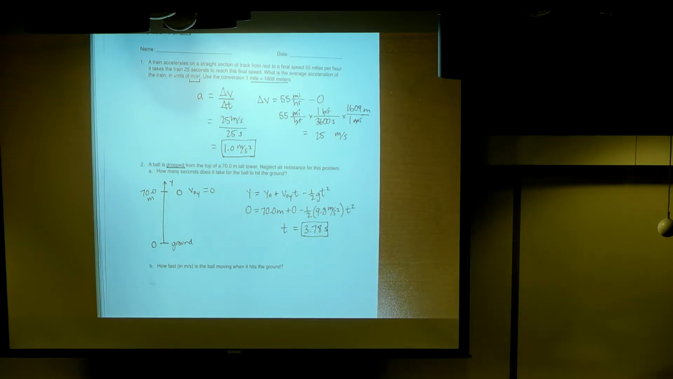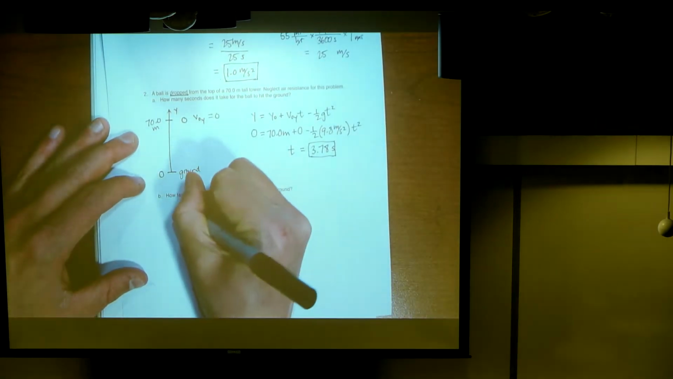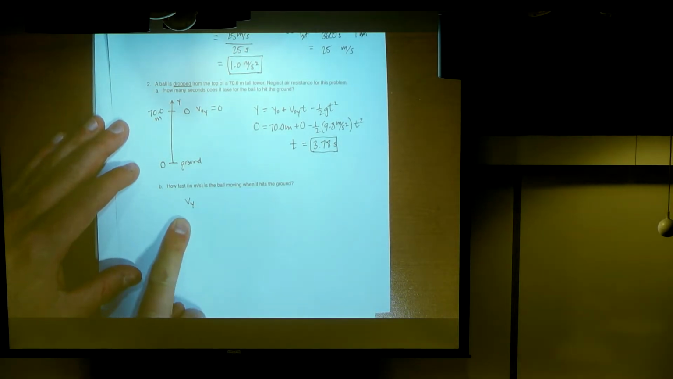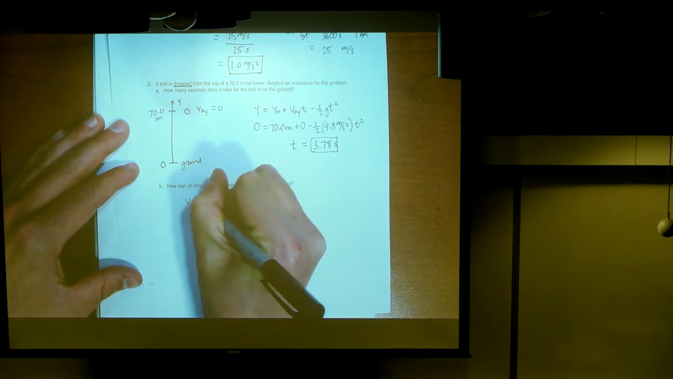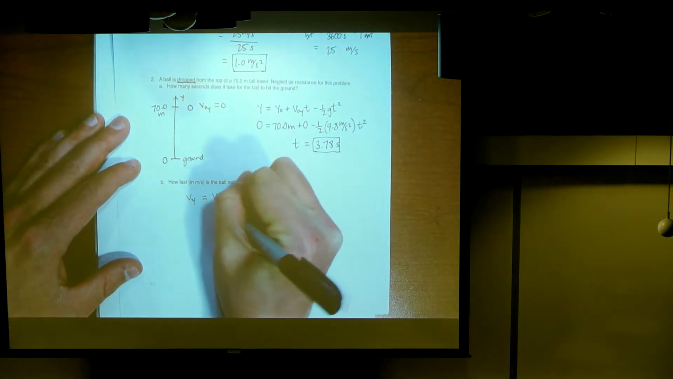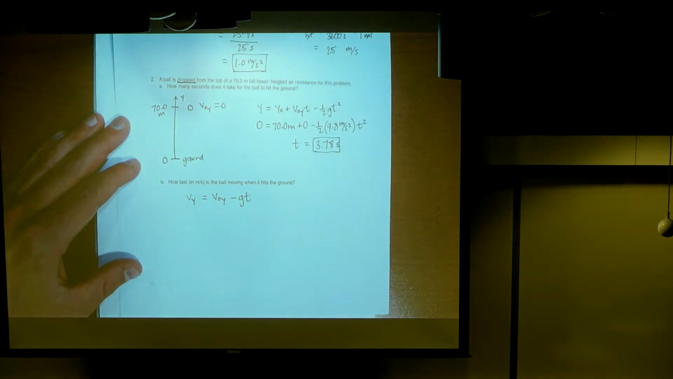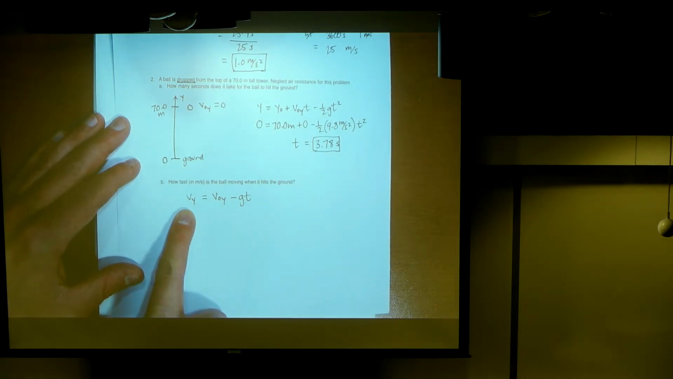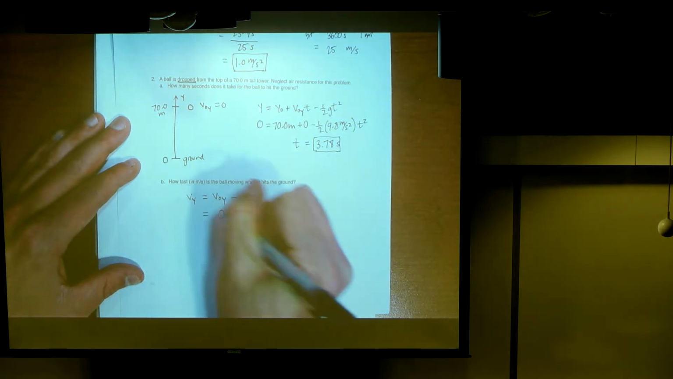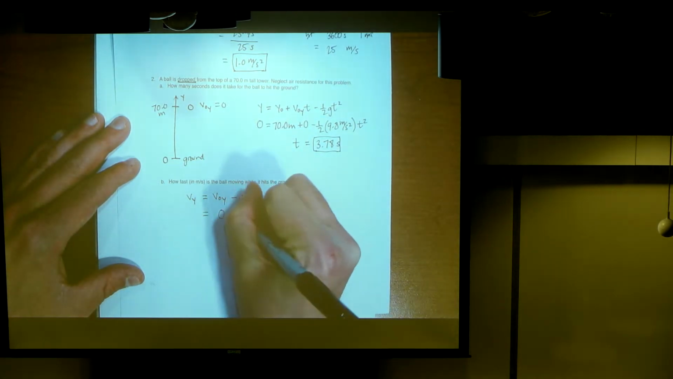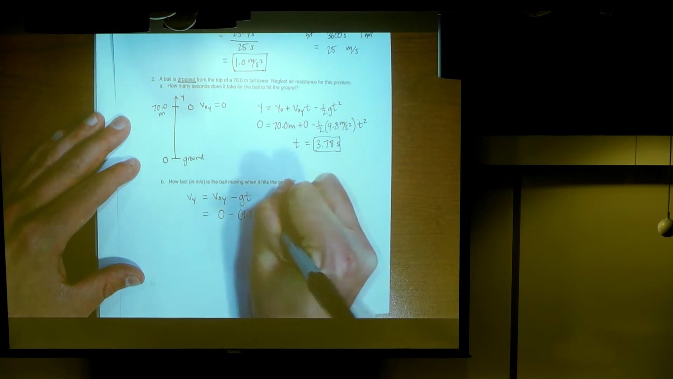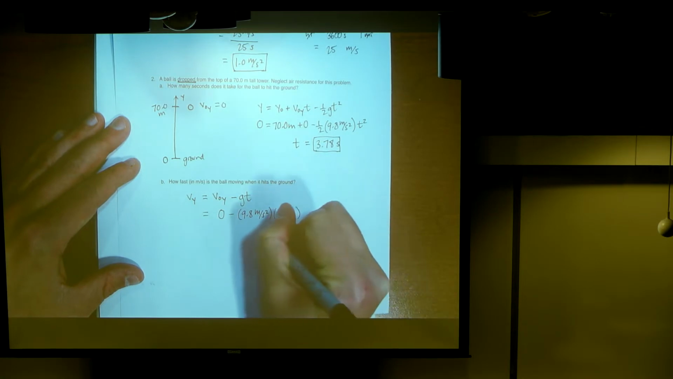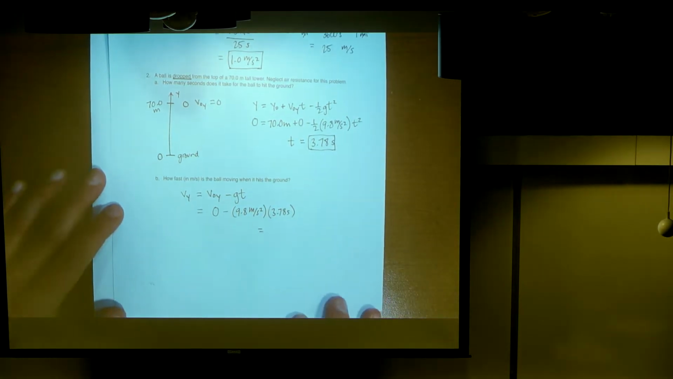Okay, the last thing here is how fast is it moving at the moment when it hits the ground. For this one, we can use the following kinematic equation. We can say Vy equals V naught y minus gt. And then we can simply plug in the time that we found earlier to get our final velocity. Okay? Our initial velocity is still 0, so that goes in there. And then I have minus 9.8 meters per second squared, and then multiply by t, 3.78 seconds.